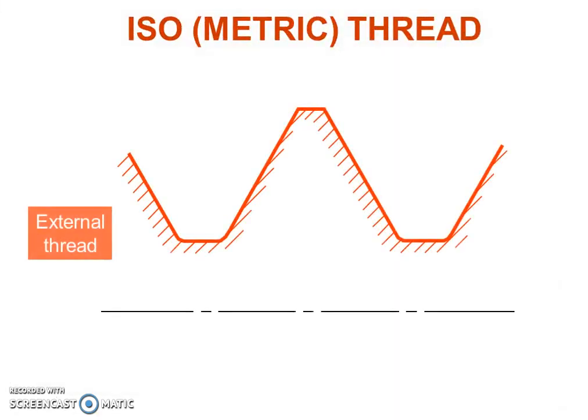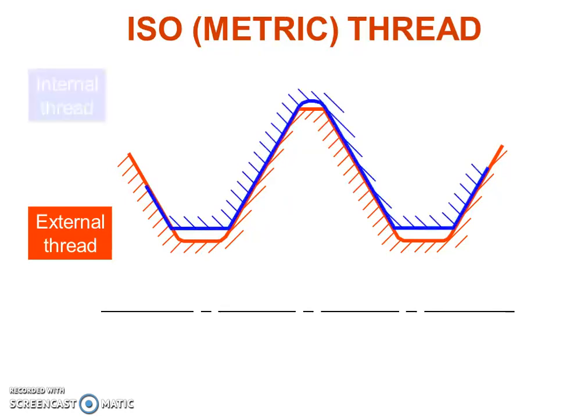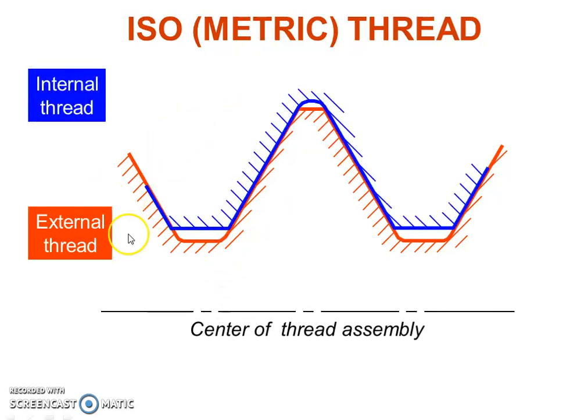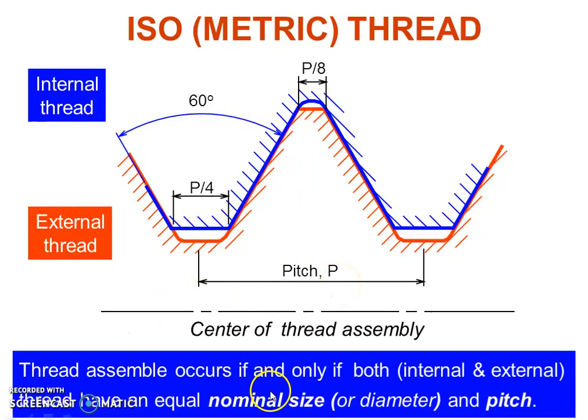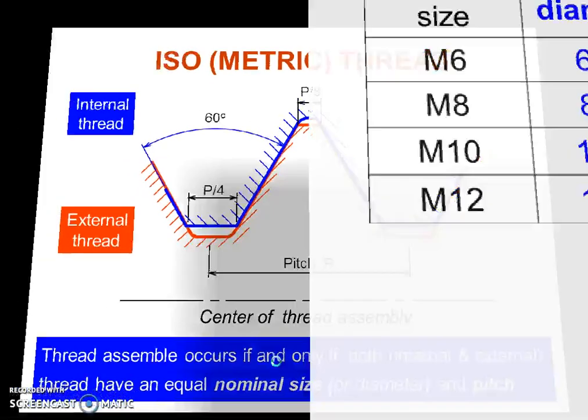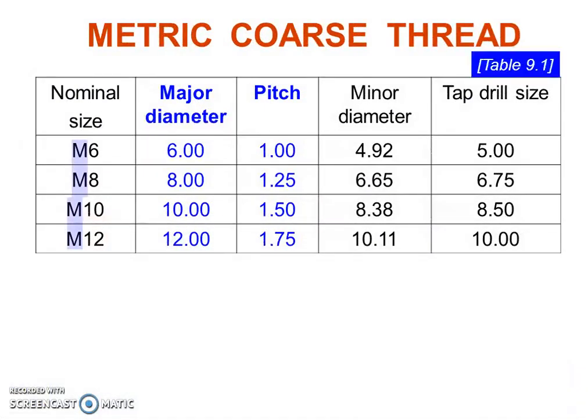Isometric threads. The internal and external thread meshing has been shown. The center line of the thread assembly. The distance between the corresponding points on the next tooth is represented over this figure, as we know it as pitch. The thread assembly occurs if and only if both internal and external threads have equal nominal size or diameter and pitch. This is a basic representation.